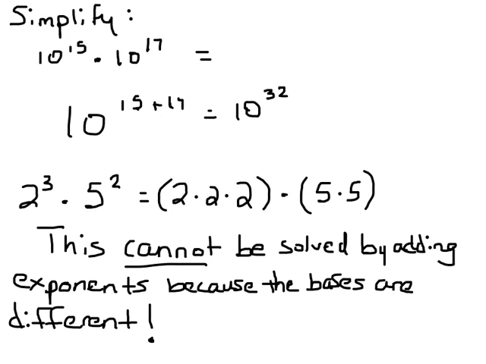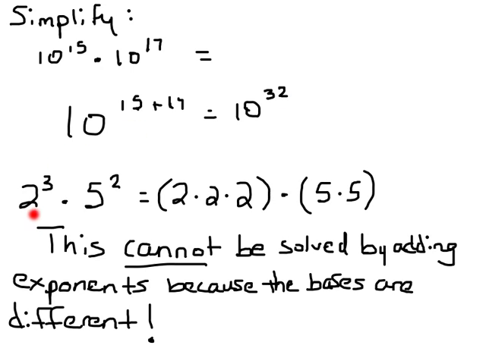Okay, this says simplify 10 to the 15th times 10 to the 17th. Now, instead of writing this out 10, 15 times and then 17 times, I'm simply going to add the 15 plus the 17 and know that that would equal 10 to the 32nd power.